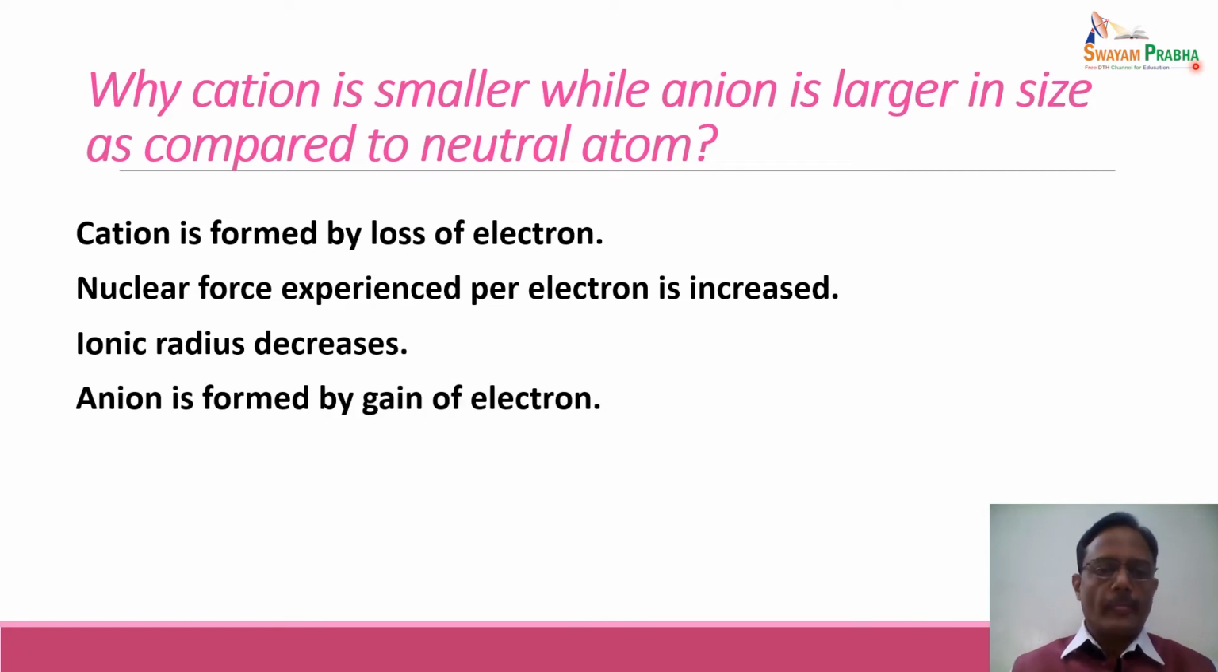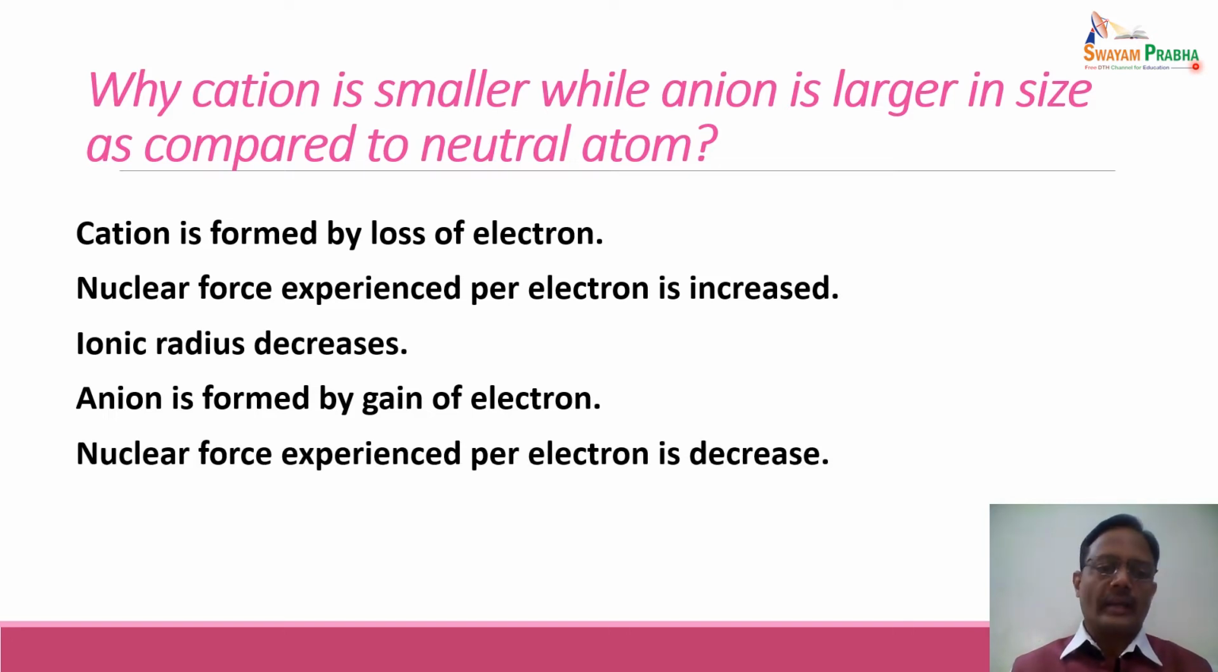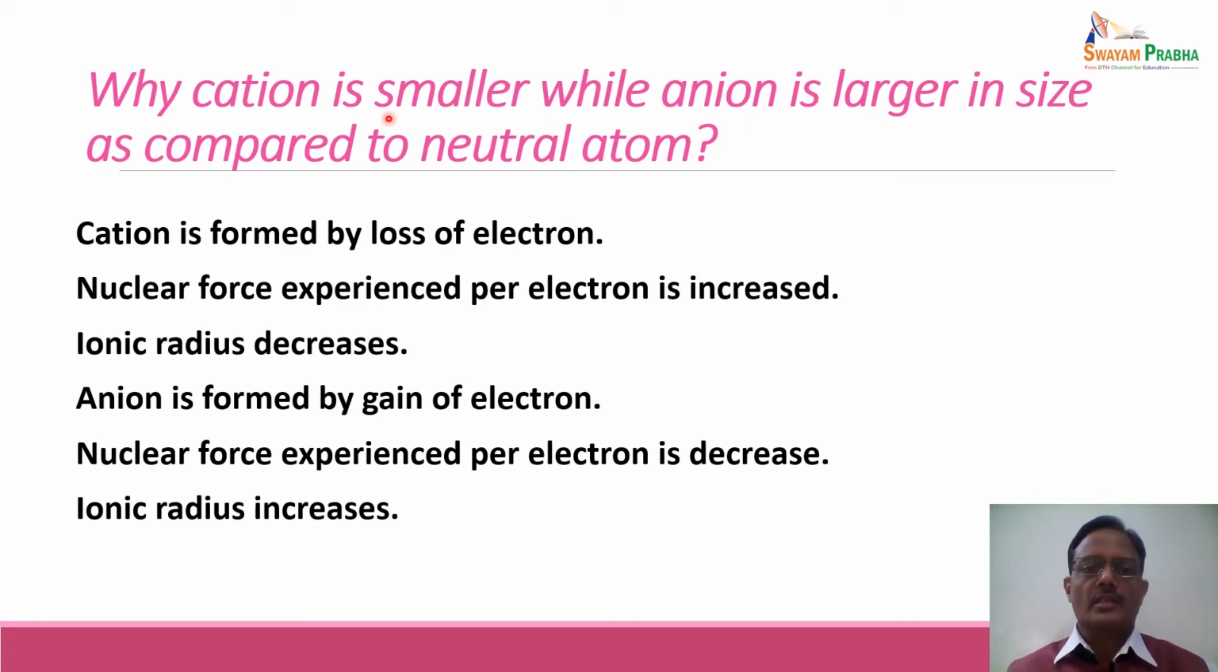On the other hand, an anion is formed by gain of an electron, and since an extra electron is added, the nuclear force experienced per electron gets decreased, and hence the ionic radius increases. As a result, the cation is smaller in size while the anion is larger in size as compared to a neutral atom.